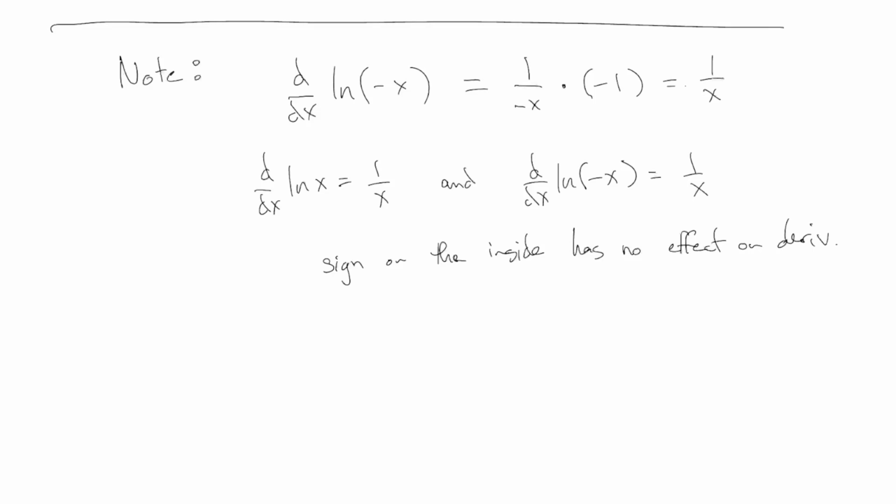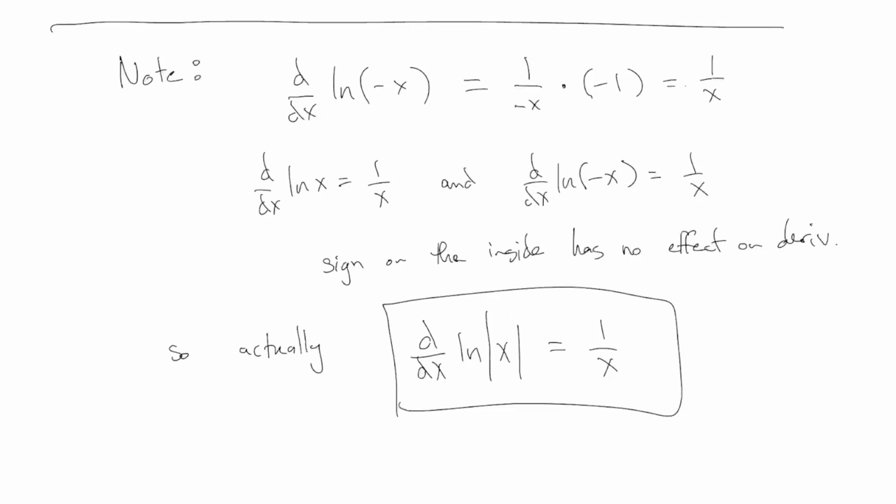And what that means is that the derivative of the natural log of the absolute value of x is 1 over x. Remember, the absolute value throws away the sign. Whatever the sign is, positive or negative, it just turns it into positive. It ignores the sign. And so you get this weird formula, which I will put in a box.